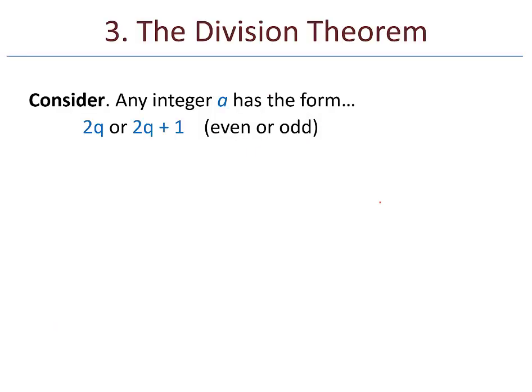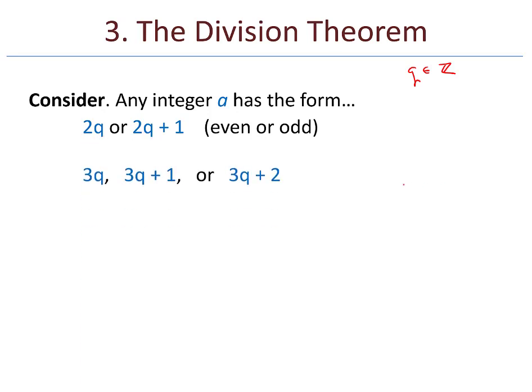So consider this. Any integer a has the form 2q or 2q plus 1, where q is an integer. Basically, this is saying that every integer is either even or odd. So I've expressed my integers relative to divisibility by 2. Either an integer is a multiple of 2 or it is one more than a multiple of 2.